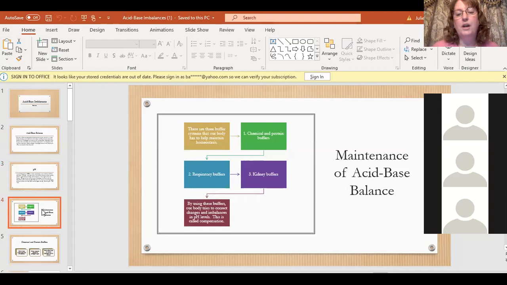Okay, so our body has these different mechanisms that kick in to try and help get everything back into balance. So we have things called chemical and protein buffers, we have respiratory buffers, and we have kidney buffers. So I'm going to go into detail about some of those now.